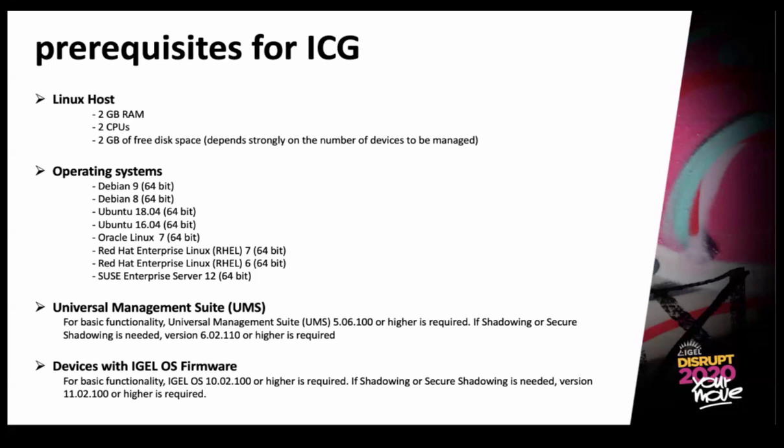Of course, you need the two last points, the UMS. 506.100 or higher is required as a basic, but with ICG 2.0, we offered secure shadowing. This was not available in the version 1.0. So if you want to use this, you have to use UMS 602.110 at least or higher. So the latest one is 604.110. And of course, the devices, the IGEL OS has to be 10.02.100. And again, if you use the newer features, you have to have at least 11.02.100.